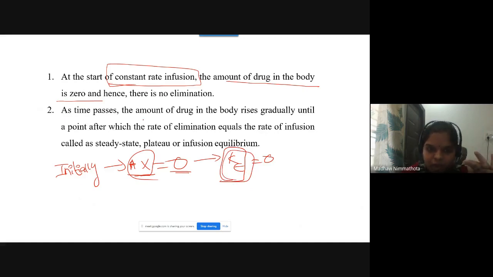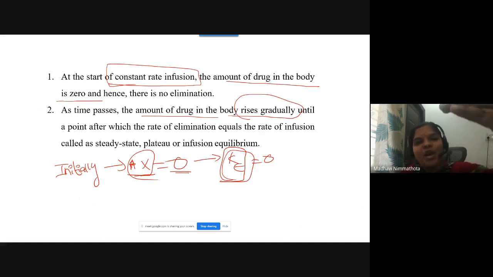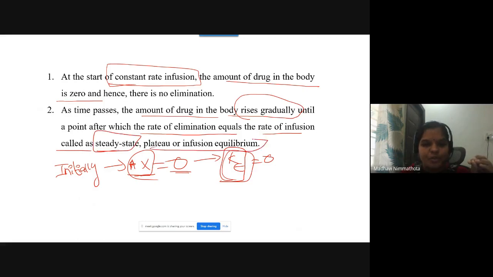As time passes, the amount of the drug in the body rises gradually. Up to which mark is it going to rise? Until the rate of elimination is equal to the rate of infusion. So this is the most important point: the rate of elimination is equal to the rate of infusion. This is called steady state, or plateau, or infusion equilibrium.